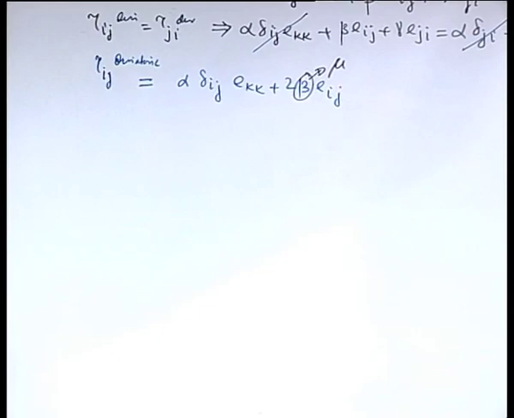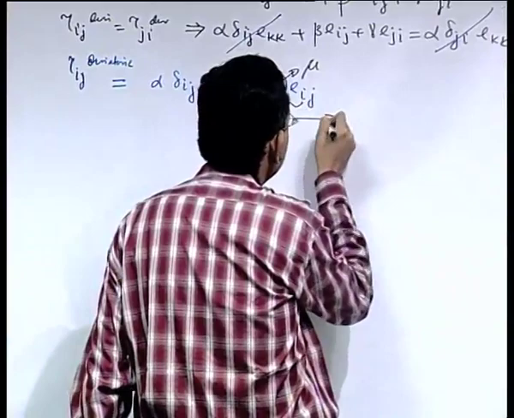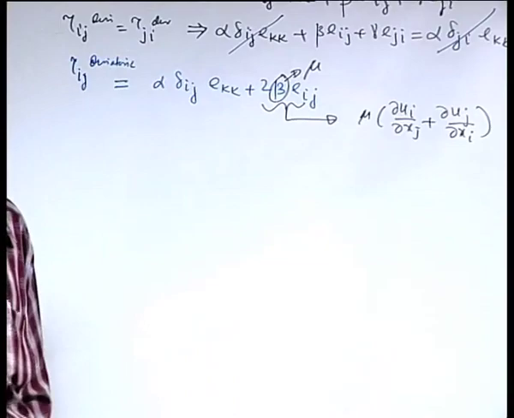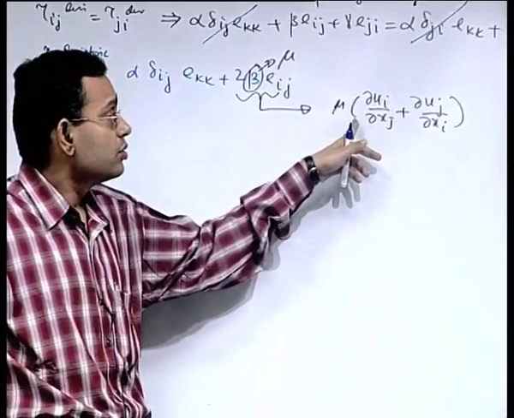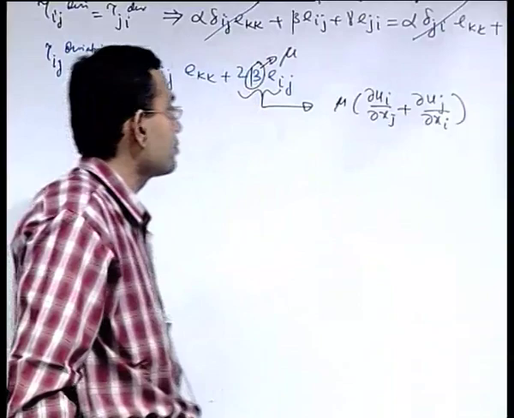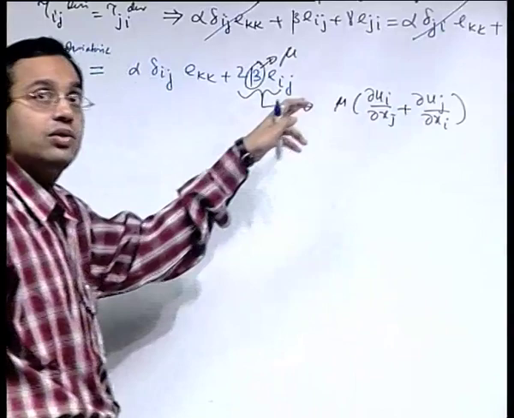Remember, 2 Eij is what? So, this term becomes mu into this one, because Eij was half of this one. So, it is just like mu du/dy. Because it is a multi-dimensional flow, you have both dui/dxj and duj/dxi derivatives. So, this term is physically related to the deformation of the fluid.